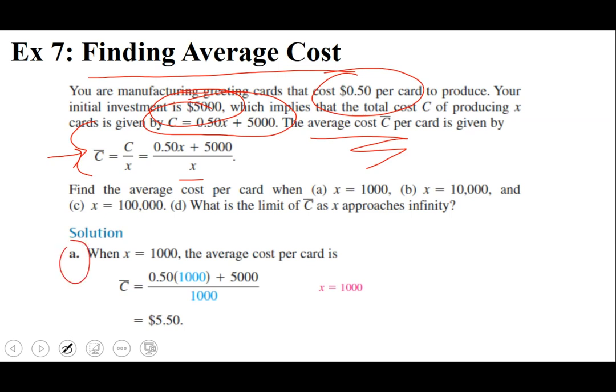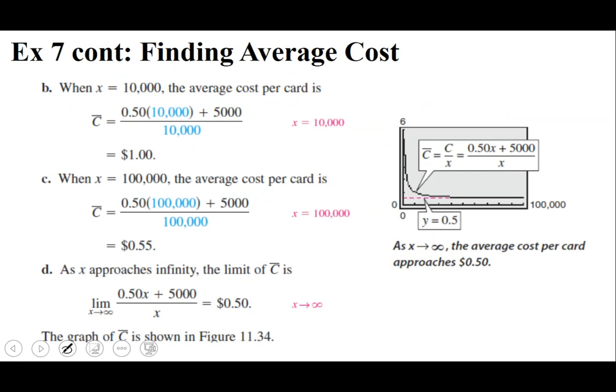So what's the average cost when x equals 1,000? Well, plug 1,000 in for each x, simplify. So if you were only going to make 1,000 cards, it would cost you approximately $5.50 per card, which is a lot because you'd have to sell them for more in order to make a profit. What's the average cost for 10,000? Well, everywhere there's an x, put a 10,000. What's the average cost for 100,000? Well, everywhere there's an x, put 100,000.